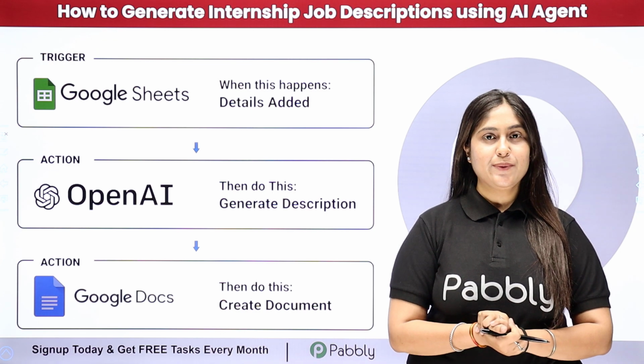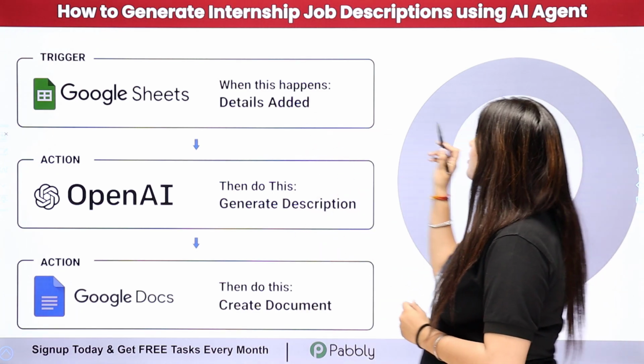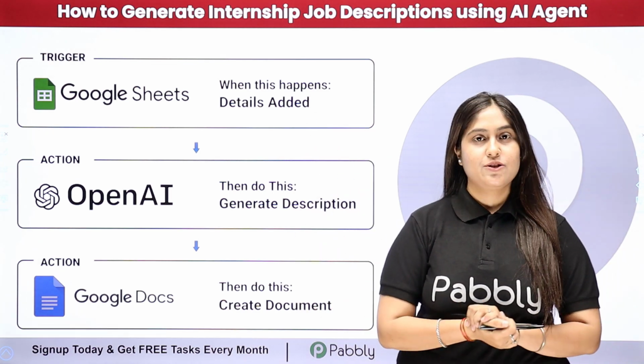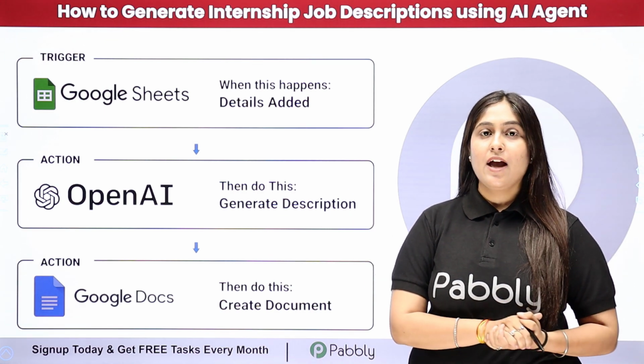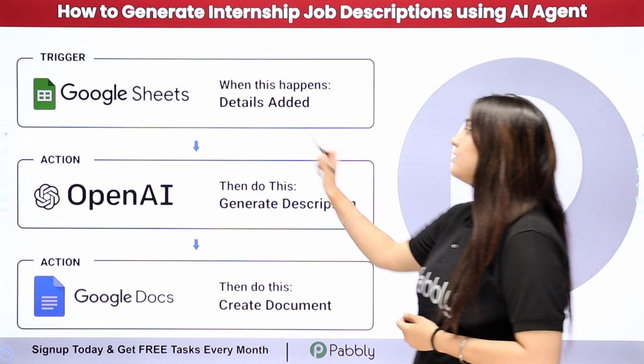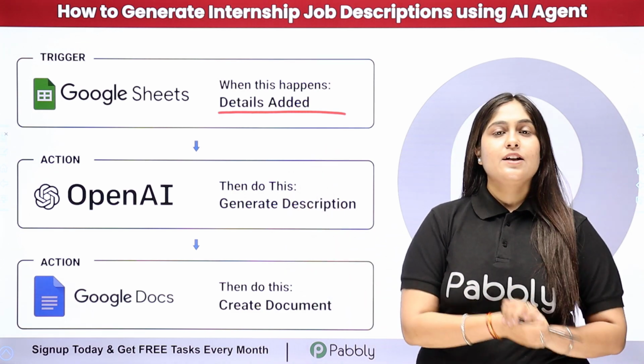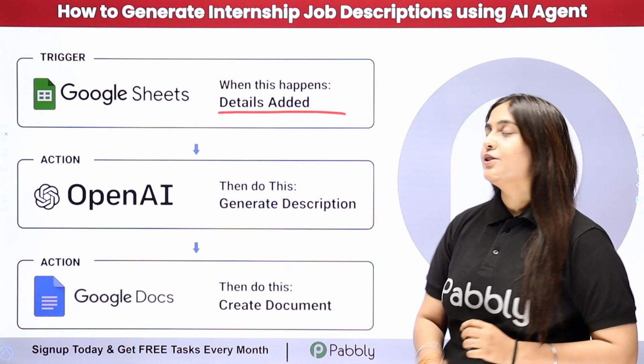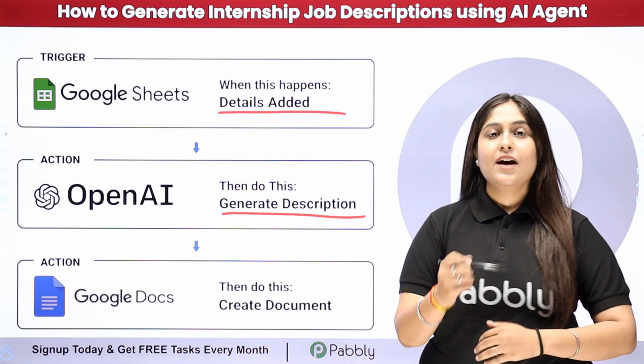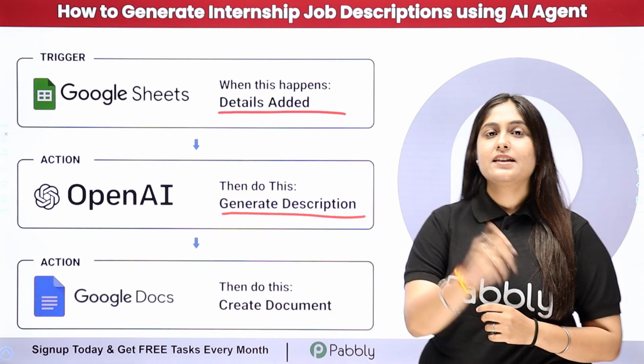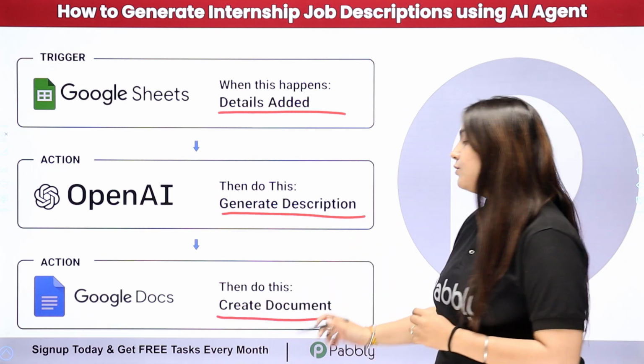In this video we are going to understand how to generate internship job descriptions using an AI agent. As an HR manager, my objective is that when I add a new internship detail in my Google Sheets, then automatically, using the details, OpenAI should generate the job description, and after generating the description, it should automatically be added in my Google Docs as a new document.